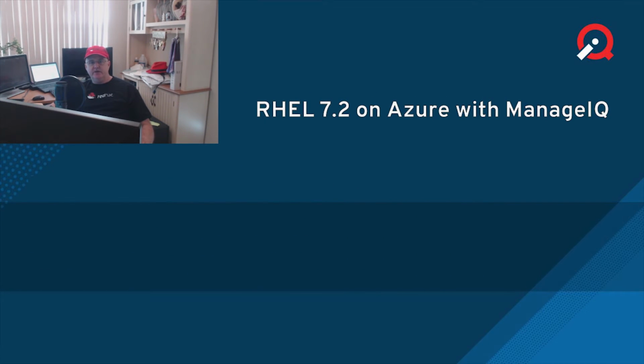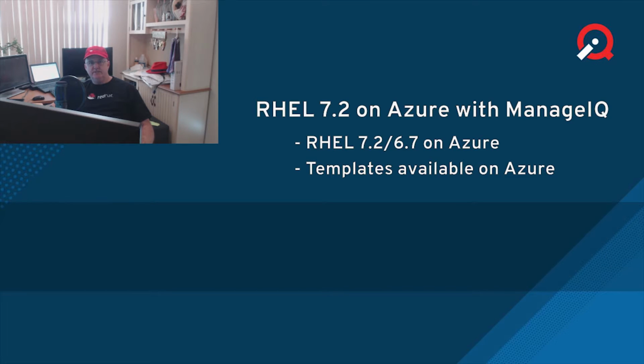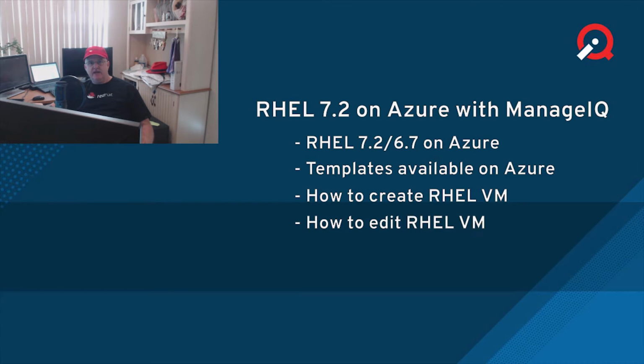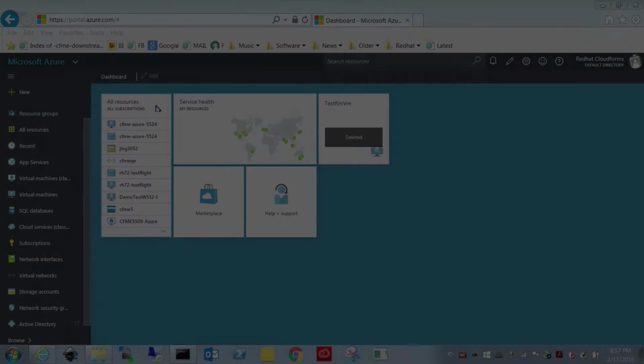Today I'll be continuing with my video series on integrating the ManageIQ 5.6 with the Azure portal. We'll be covering the new features of the Red Hat Enterprise Linux 6.7 and 7.2 that are now available as templates on the Azure Marketplace site. So let's just jump right in. I'm going to show you how to create it, how to edit it, and how to connect to it.